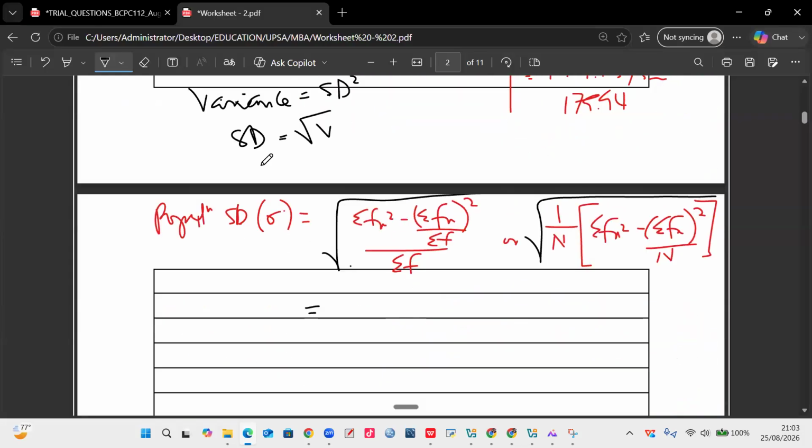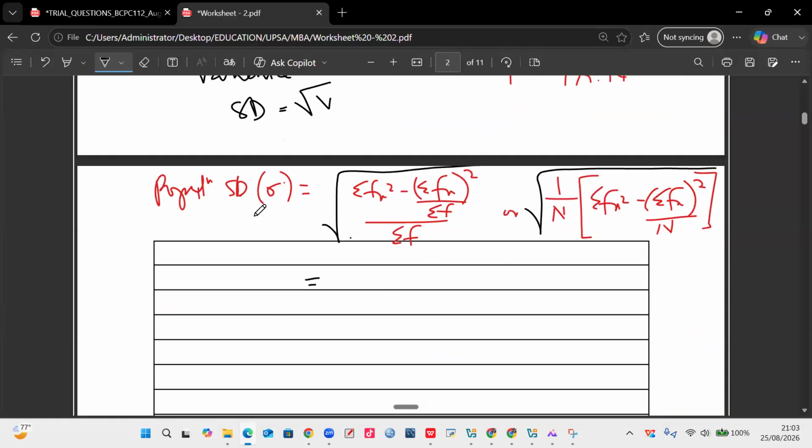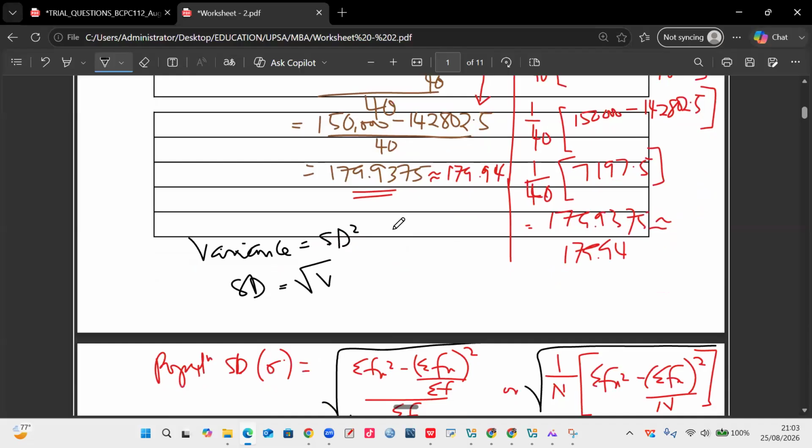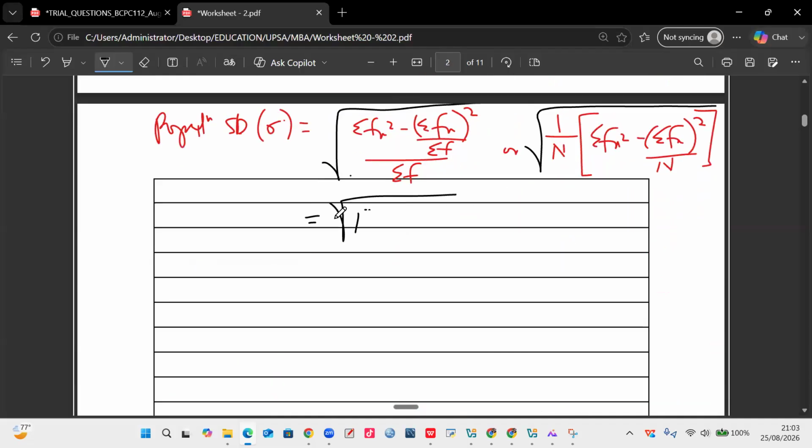So here too, I can say the square root of, don't go and repeat the fx squared, don't repeat everything. Just come and write the variance figure here. 179.9375. Write the figure because that's the variance. You already calculated the variance using the formula in the square bracket.